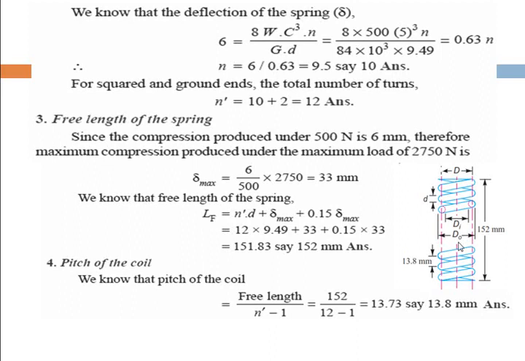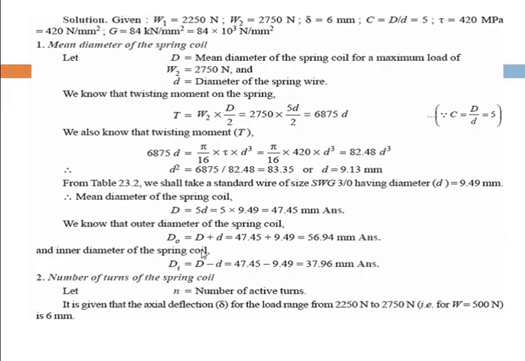See, this D naught is the mean coil diameter plus a radius on one side and a radius on the other side. If you add those two radii, capital D plus small d, we get the D naught value. D naught is equal to capital D plus small d, 47.45 plus 9.49, which will be 56.94 mm. We want to find out the inner diameter. Di is equal to capital D minus small d, 47.45 minus 9.49, which will be 37.96 mm.